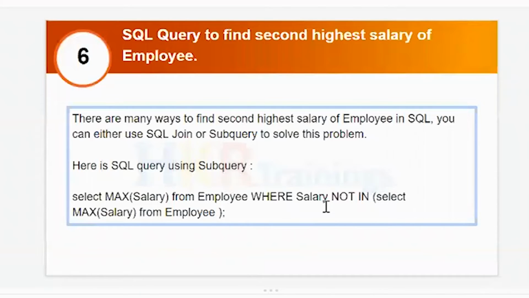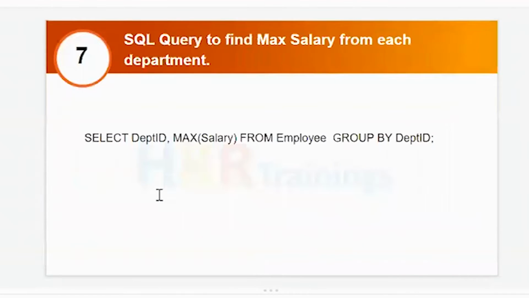So in the inner query, it will fetch the maximum salary of the employee. But in the outer query, it checks, okay, I don't have to take this particular value, I'll have to take the next one. Why? Because the next one is going to be the maximum, right? So this is how the second highest salary will come. Very important question.